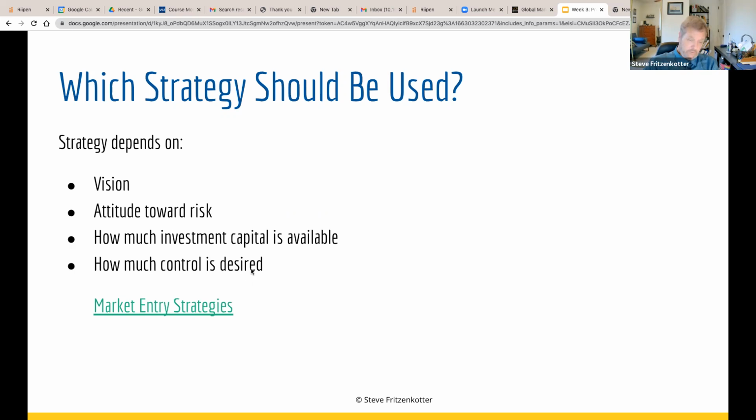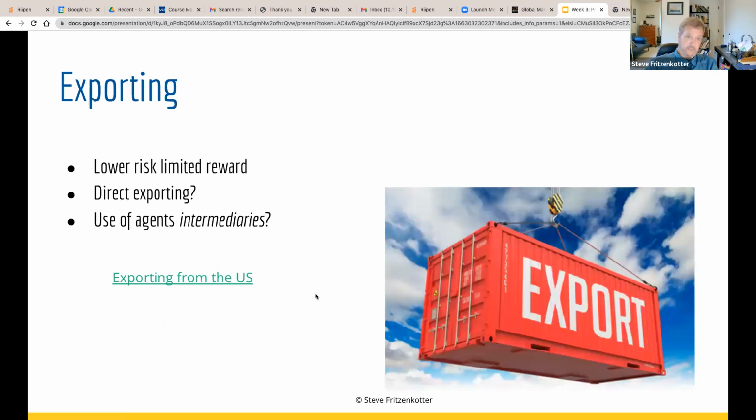Then how much control do you want? If you don't have much money to invest, and your attitude towards risk is low, hopefully your attitude towards control is in keeping with those, because you're not going to be able to execute probably what you want. So what I'm going to ask you to do is, in the static version of this presentation, where I posted just the slides, I'd like you to click on this and play this video from Market Entry Strategies. That'll help reinforce some things.